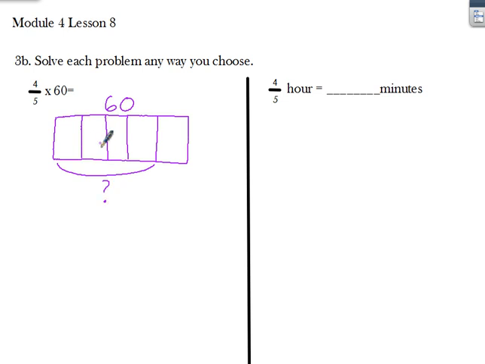I have 1, 2, 3, 4, 5 sections, or 5 units. These 5 units equal my total of 60. I first want to find out how much 1 unit is. So I must divide 60, the total, divided by 5, the amount of sections I have.